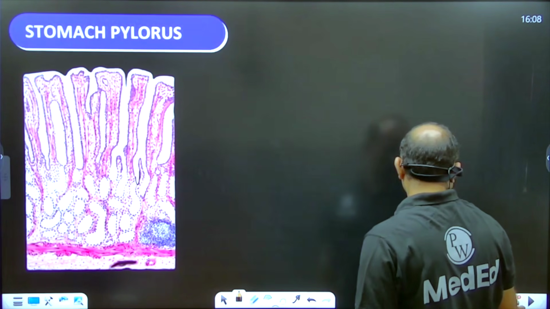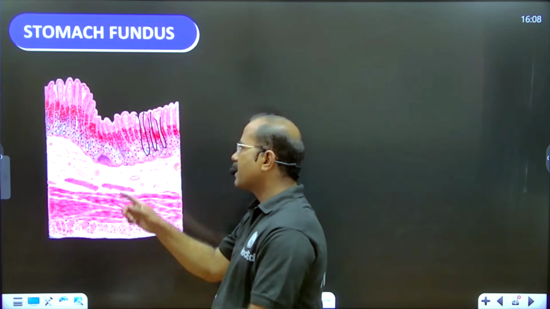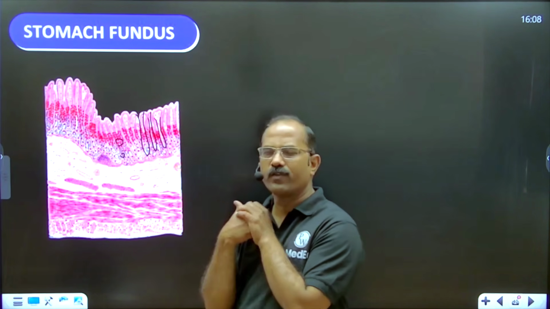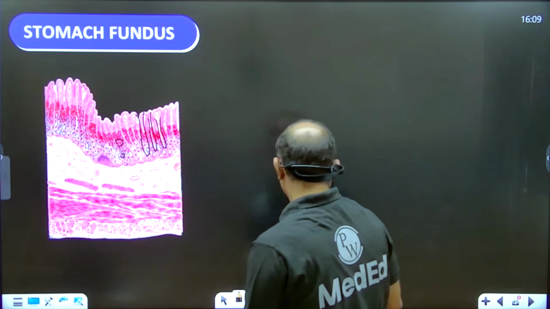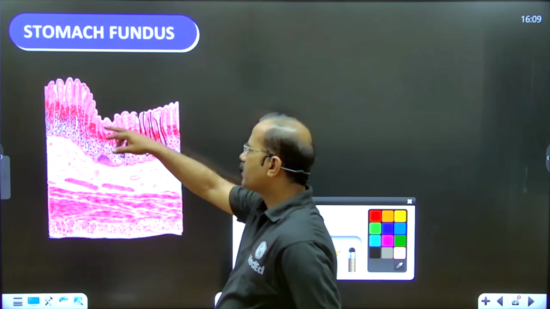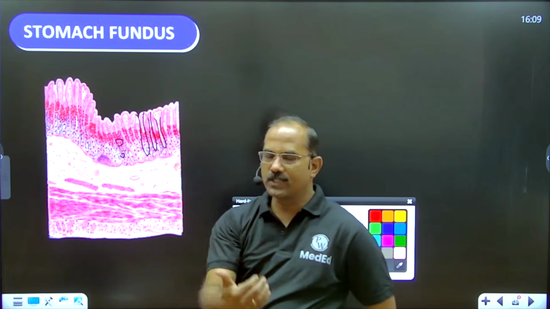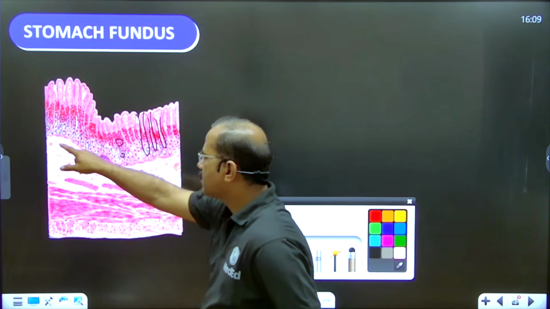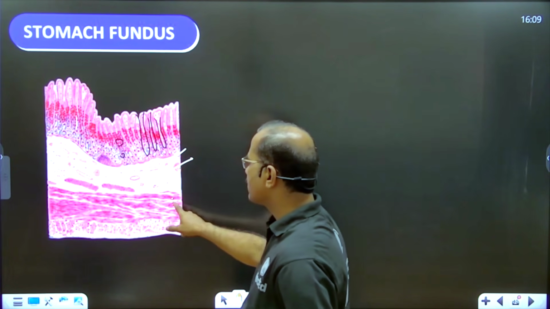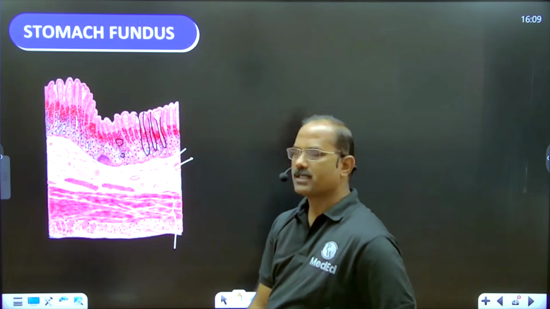In the fundus, the gastric pits contain the gastric glands, and this gastric gland contains the chief cells and the parietal cells. So this is a very, very colorful slide. That's a slide of the fundus of the stomach. Clear? So epithelium is simple columnar. You can see this lining. This is the muscularis mucosa. That's the submucosa. This is the muscularis externa, which has inner circular, outer longitudinal muscles.